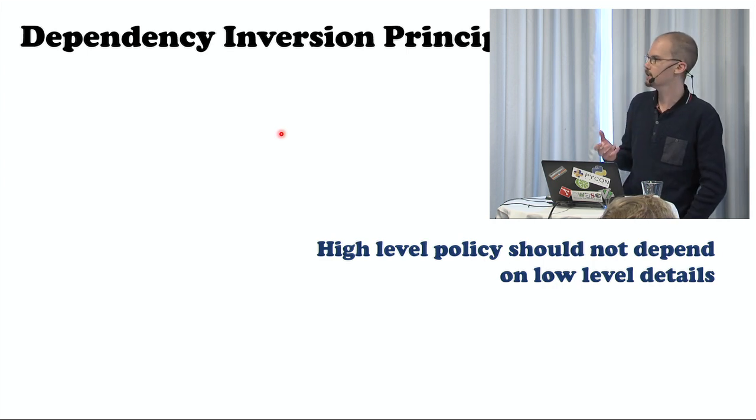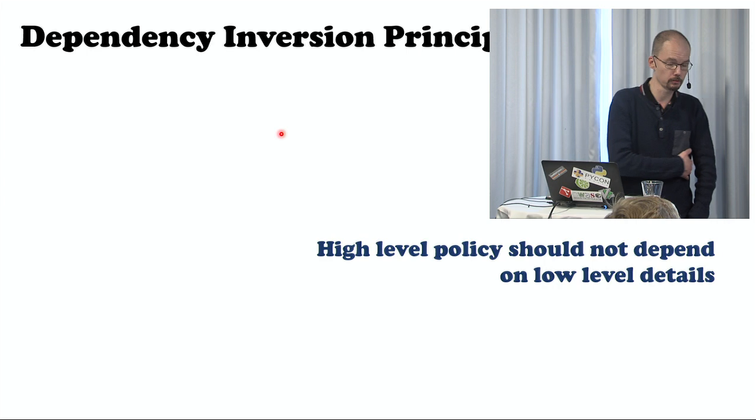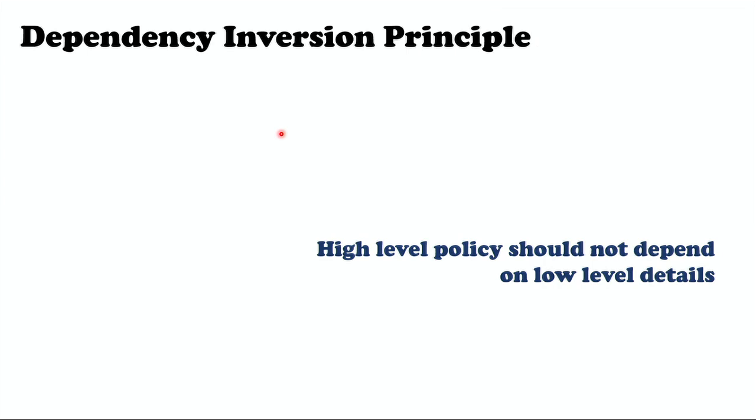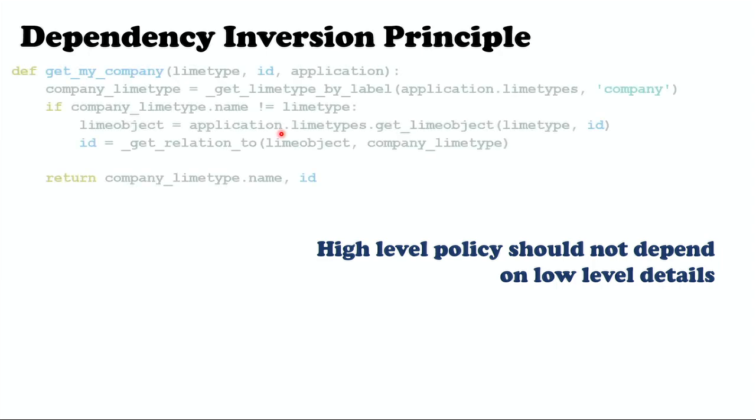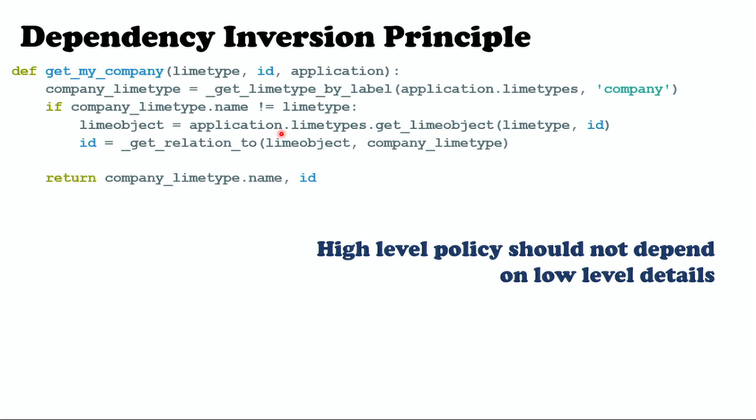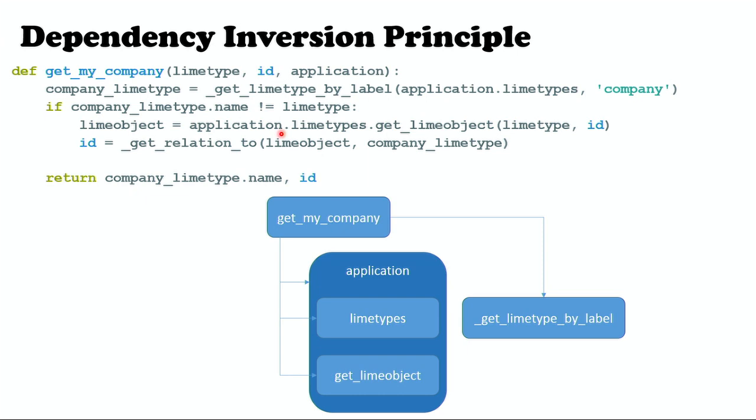Another principle that might help us a bit more is the dependency inversion principle, which says that high-level policy should not depend on low-level details. And that is the principle we broke with our original naive extraction of Get My Company. If we look at this with a nice little diagram, Get My Company, the higher-level function in this situation, was hardwired to the low-level function get lime type by label. It was also hardwired to the low-level concept of the application and it knowing exactly where to find stuff on the application. And it also was hardwired to actually combining these two low-level concepts together.